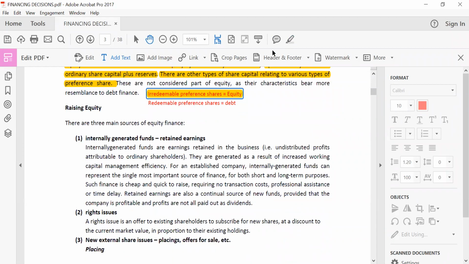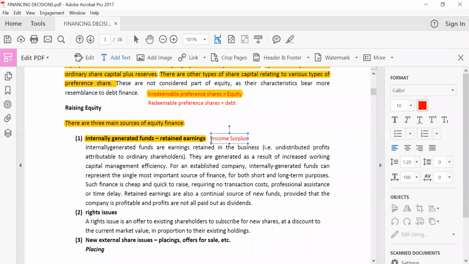Raising equity. If you want to increase the equity of a company, how do you increase the equity of a company? There are three main sources of equity funds in general, right? We have internally generated funds, which are also called retained earnings. Retained earnings are also called income surplus.